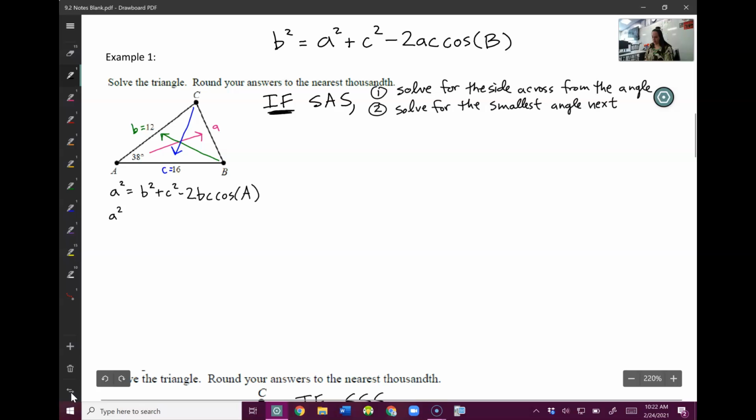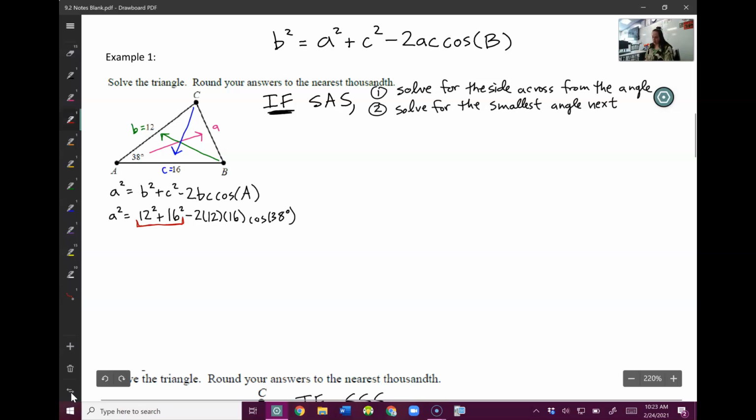Let's fill in what we know. B is 12, C is 16, minus 2, repeat those ones, and then capital A is 38 degrees. Now, we could just type all this into our calculator and come up with an answer, but usually students make little mistakes like forgetting a parenthesis when they type that in. So I would highly suggest that you solve this in pieces so that you don't make those little mistakes on your test. And this is the way I would do this.